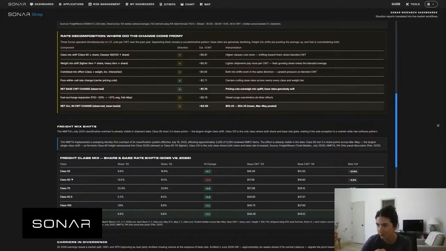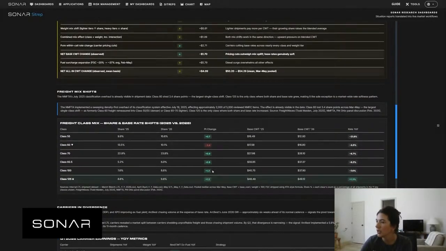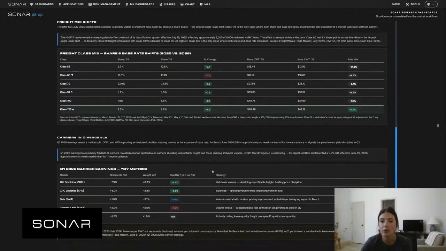changes. Now, if you continue in the report, it's then going to look at those publicly traded LTL carriers and how they have performed year over year, as well as a brief overview of their strategies. So you can see overall shipments and weight, how this has fluctuated year over year, and how their strategy has played into that performance.